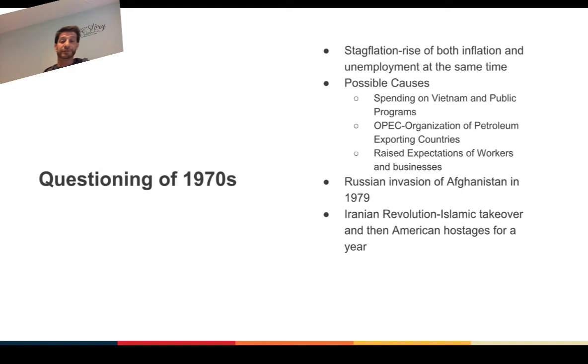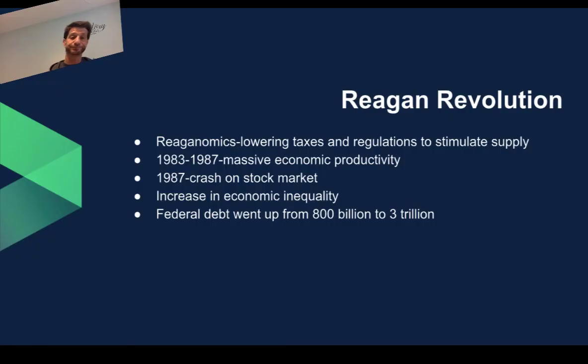Then at the end of the 1970s, there were major foreign problems as well. The Russians invaded Afghanistan in 1979, threatening the oil market in the Middle East. And the Iranians had a major revolution in which radical Islamic Shiites took over and then took American hostages for an entire year. So this leads into that last major key concept, in which we now move to a more conservative way of doing things, ending the FDR era, and that is the Reagan Revolution.